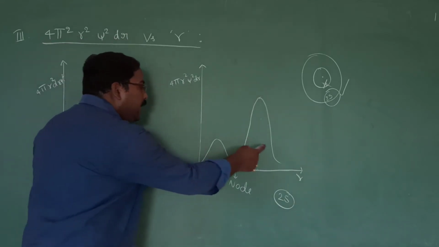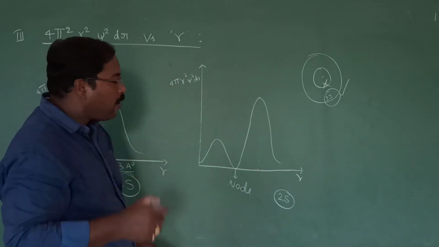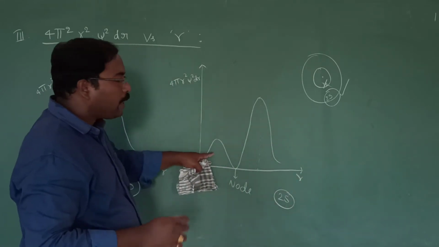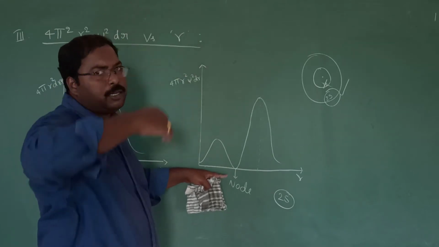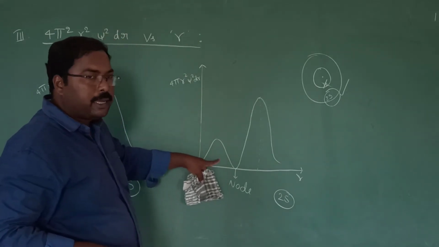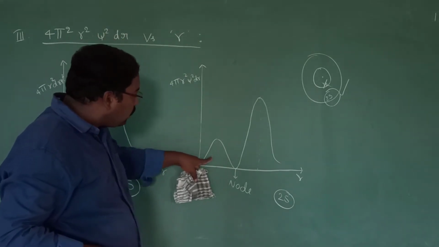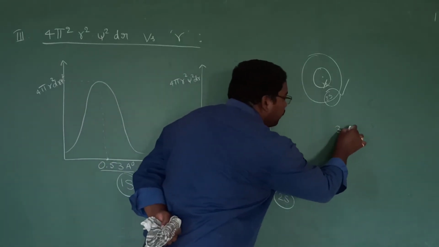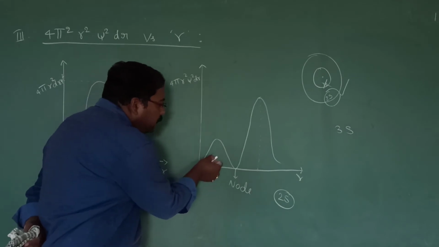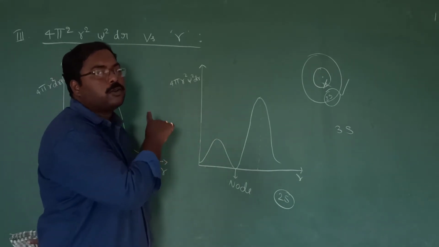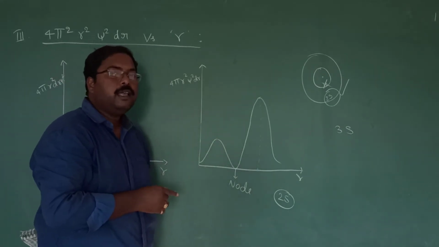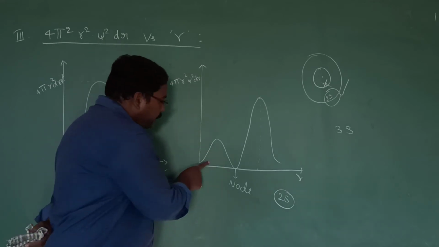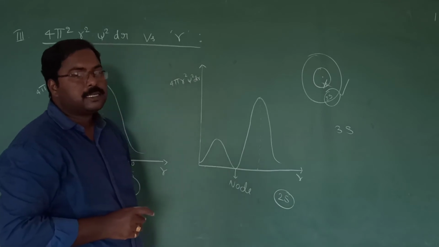So for any orbital, while you are drawing the graph, for a larger orbital, larger meaning away from the nucleus, if you take the distance from the nucleus, for example 3s, it will have an even smaller peak when it is close to the nucleus. If you take 4s, it will have an even smaller peak closer to the nucleus.